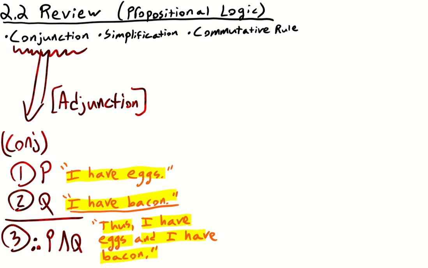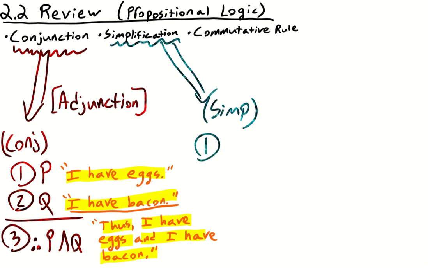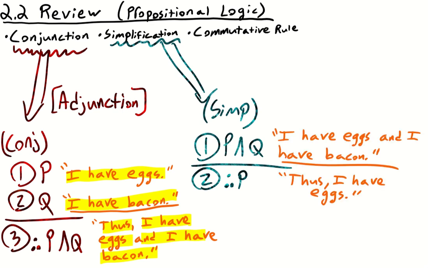And just as we can form this conjunction, we can, so to speak, simplify conjunction. We can go the other way around. So with simplification, or SIMP for short, we start with the premise, well, the only premise, P and Q, and from that, we can conclude that, therefore, P is the case. Since the molecular sentence P and Q is true, the conjunction is true, it must be that P is true. For example, I have eggs and I have bacon, thus I have eggs.